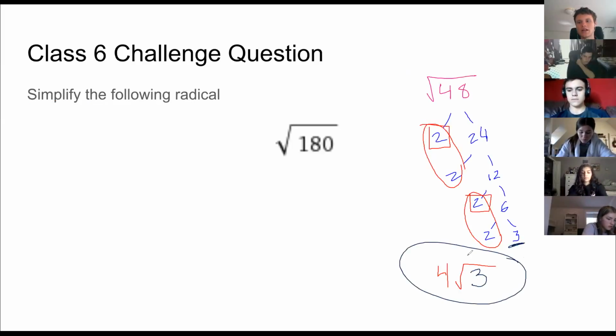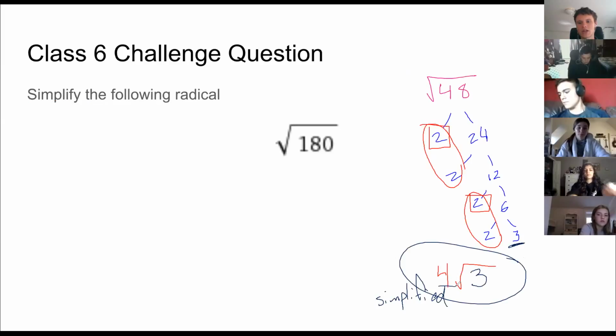This is what we call simplified, because there's nothing else we could take out of the radical. The radical is as small as possible. Any questions about that? Okay. Yeah, fairly straightforward, I think. All right.